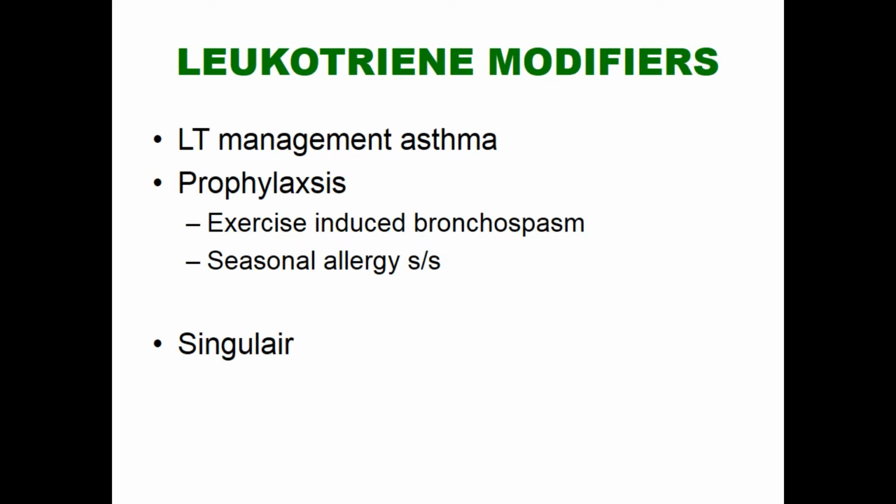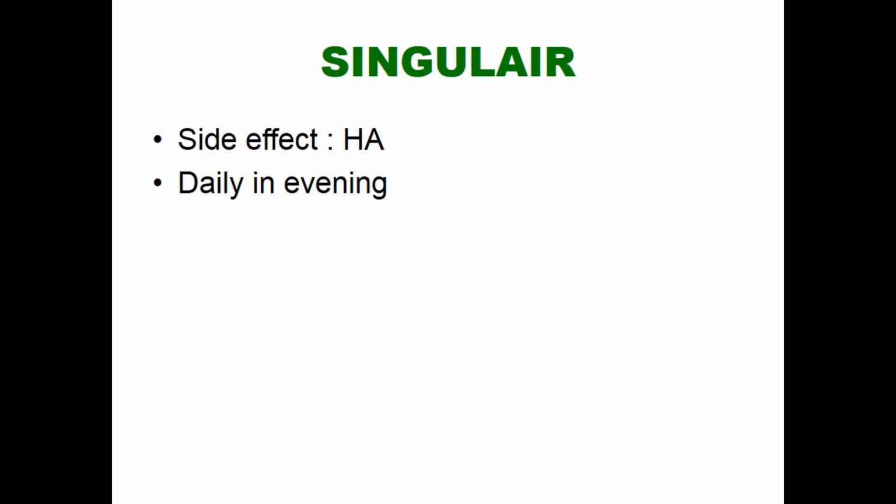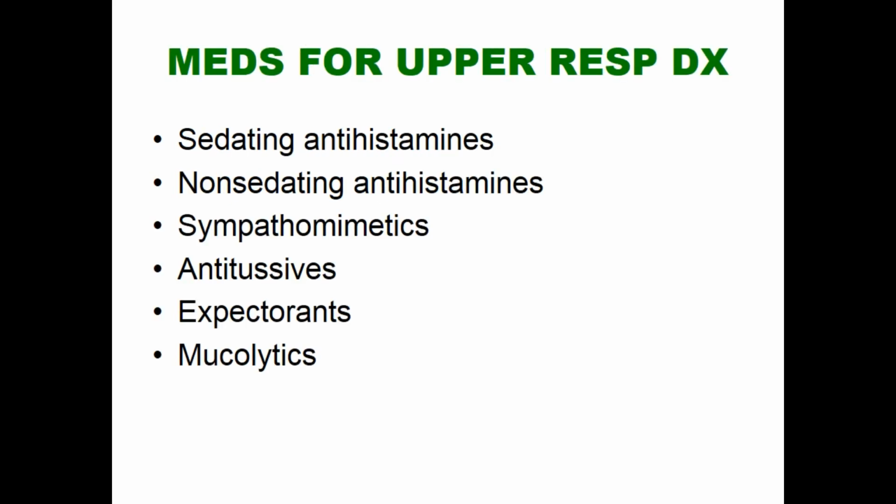Leukotriene modifiers. They're for long-term management of asthma. Or prophylactically, they could be used for exercise-induced bronchospasm, seasonal allergy signs and symptoms. This medication example is Singulair. There's not a lot to talk about with Singulair. Side effect can be a headache, and you take it daily in the evening for the best effects.